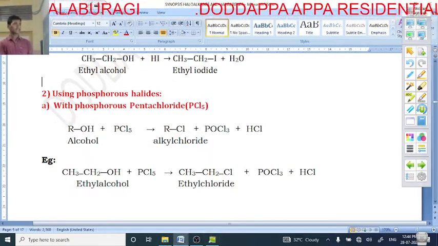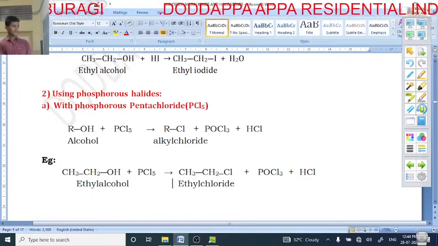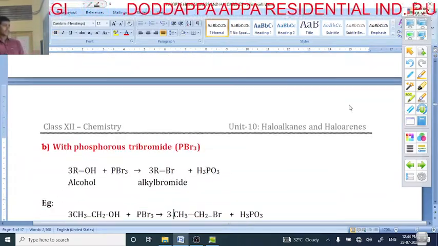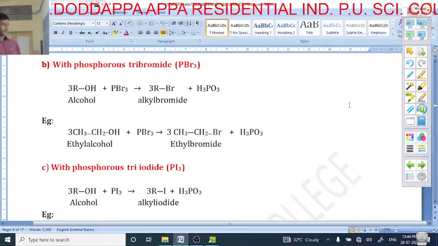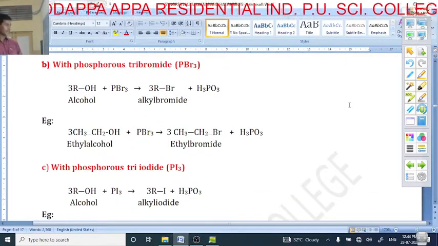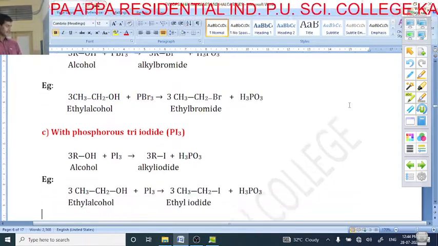Next, with phosphorus tribromide, the same way, it gives alkyl bromide. Next slide.